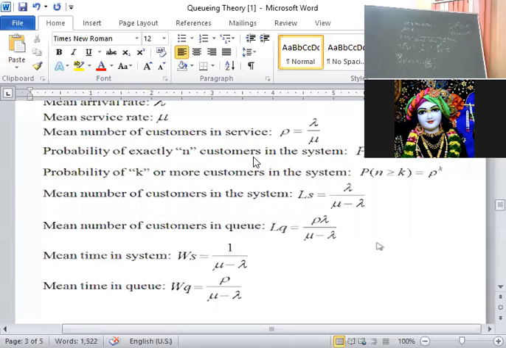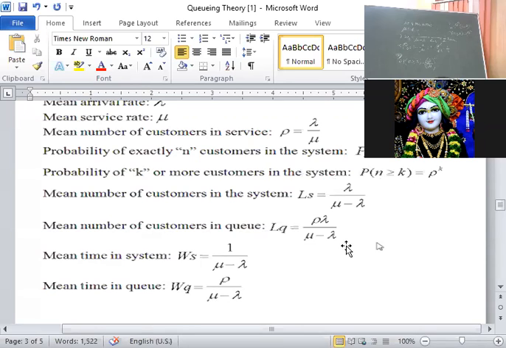Here, the probability of exactly n customers in the system. It talks about the system. The probability of k or more customers in the system. Here the difference is exactly n customers. That means exactly 5 customers are waiting. Then we will take this formula: P5 is equal to rho to the power of n into 1 minus rho, that means rho to the power of 5 into 1 minus rho. Here, the probability of k or more customers in the system means you are including that customer. Understood?